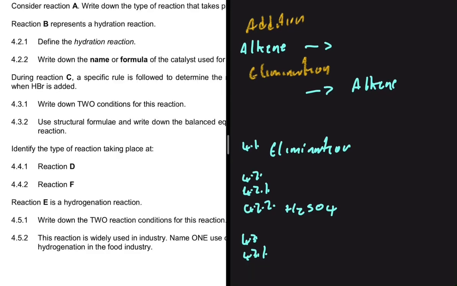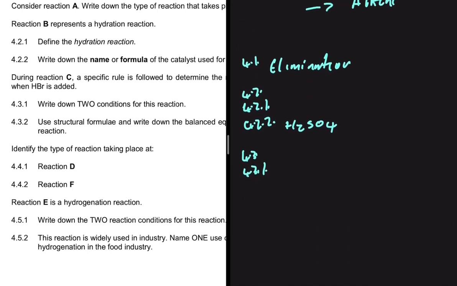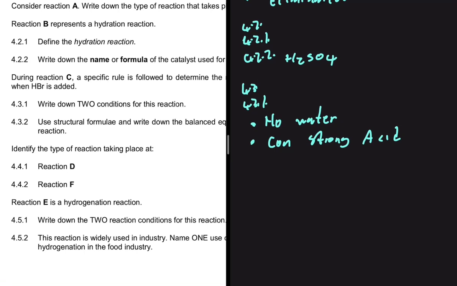Well, the answer to 4.3.1 was actually very difficult to find. But if you visit the CAPS document and other relevant resources, you'll find out that for hydrohalogenation, our addition reaction in this case, we need no water because alkenes cannot react with pure water. And apart from needing no water, we need a concentrated strong acid. It is an addition reaction, namely hydrohalogenation. We're adding a hydrogen and a halogen.